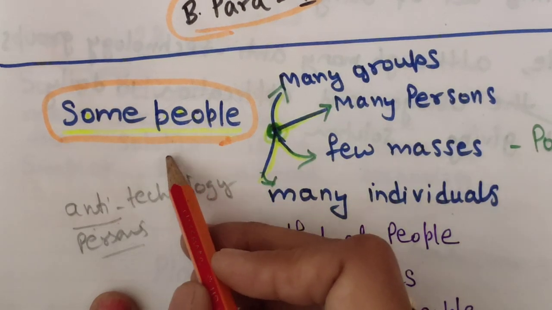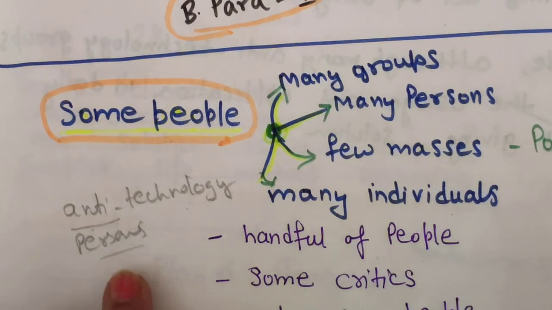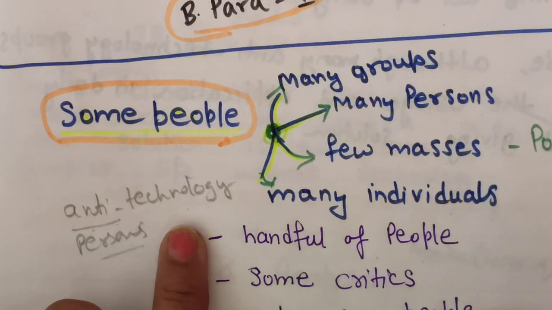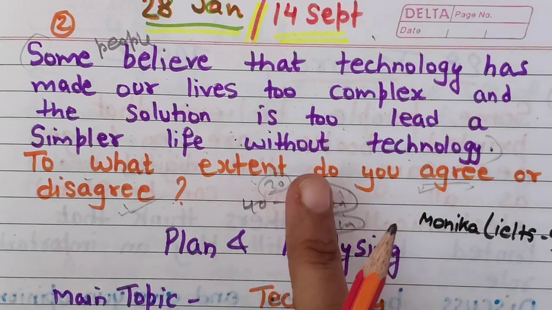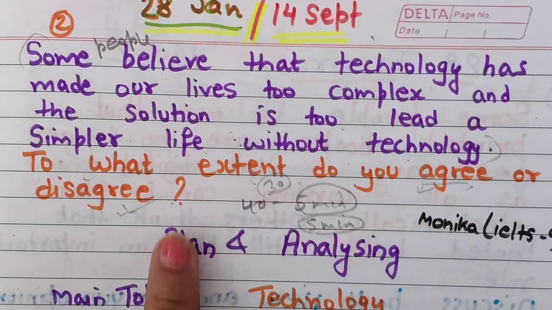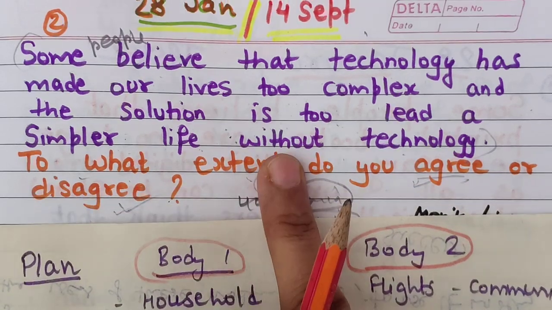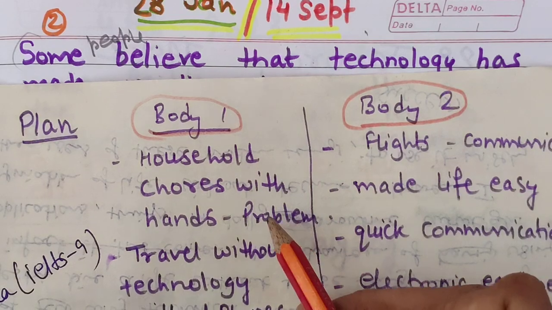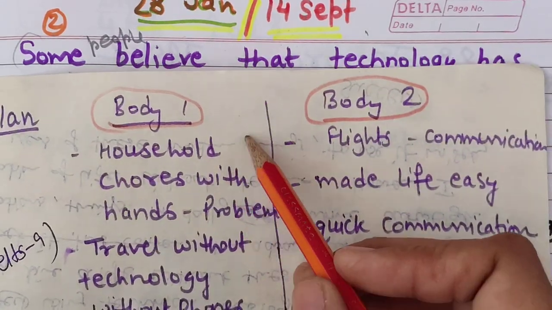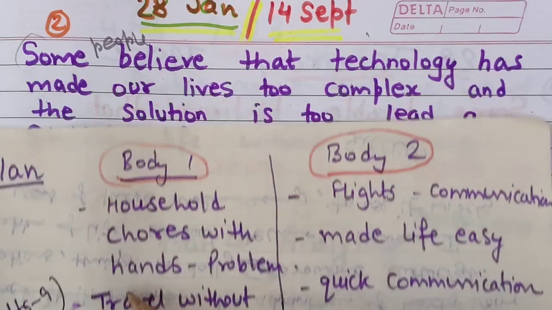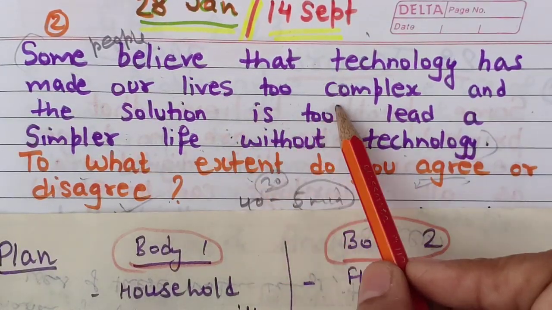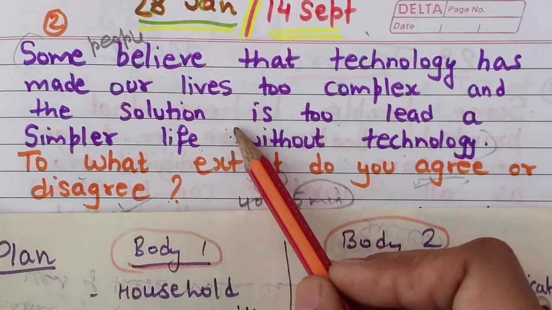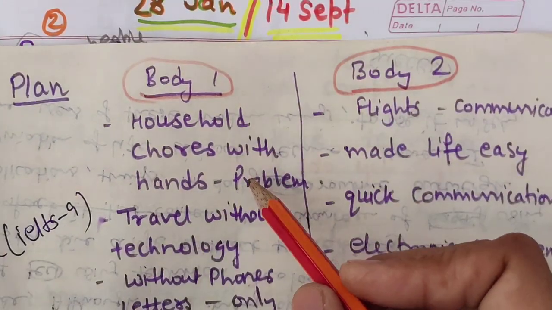Okay, 'some people' is a really common word, it's too common, so use other words. Pick the words from the question statement only. Now coming to the points, what I am going to write in my body paragraphs. See, this is my question. I disagree with the statement. Why? I told you the format of this question statement. So in body paragraph 1 I am going to write, because those who are saying it is too complex, I am going to say no, it is not easy to live a simple life without technology. I am giving reasons also.